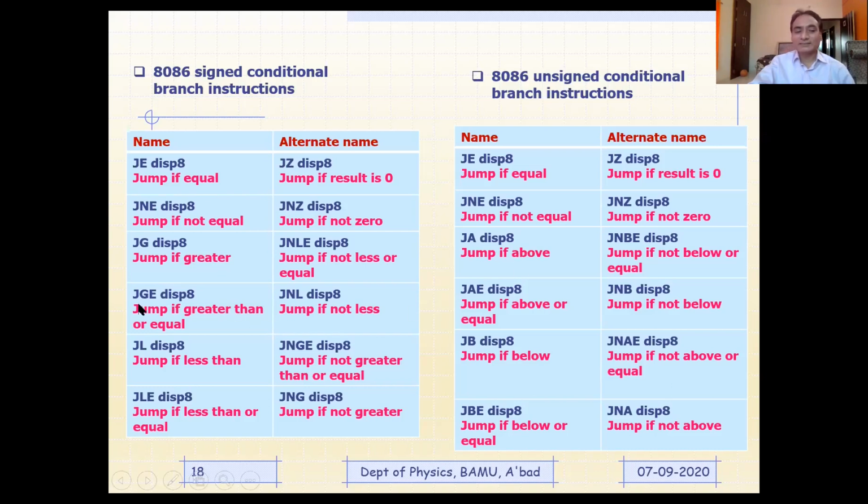Similarly, jump if greater or equal is equivalent to jump if above or equal. Jump if less is equivalent to jump if below, and jump if less than or equal is equivalent to jump if below or equal. And this is equivalent to again the same JZ, JNZ, JNB, and so on and so forth.